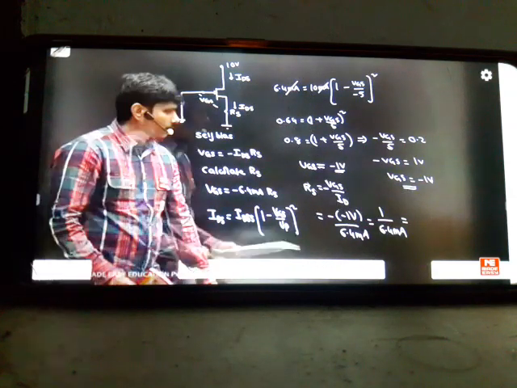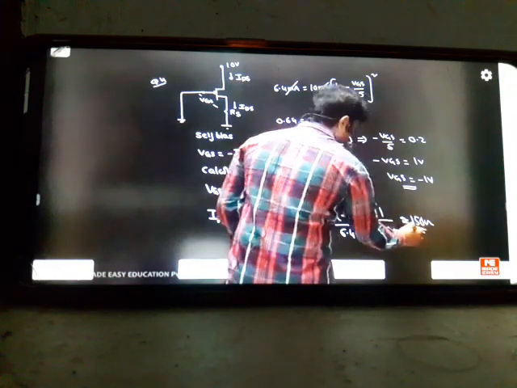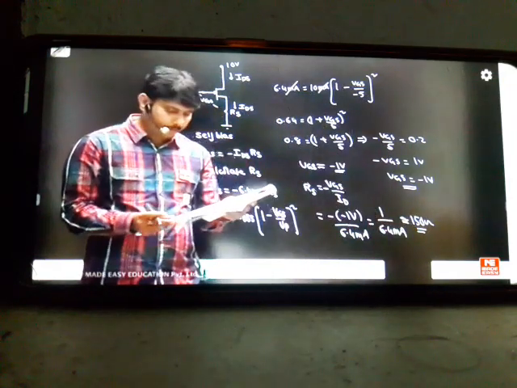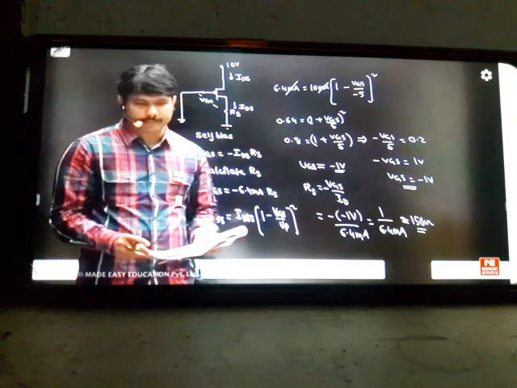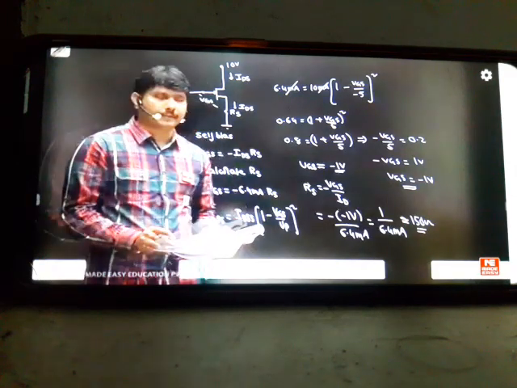Correct. So it's coming close to 150 ohms. It's not coming exactly 150 ohms. In the problem it also said to select the nearest value. We are getting 156 ohms, I think. That's why the nearest value we can take is 150 ohms.